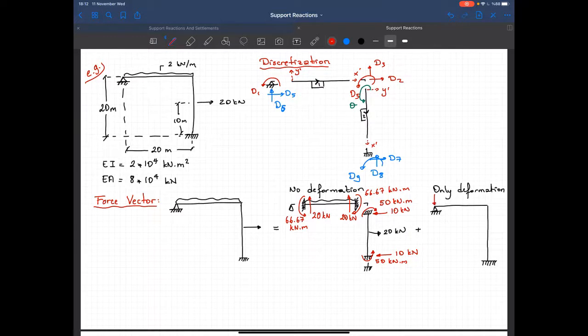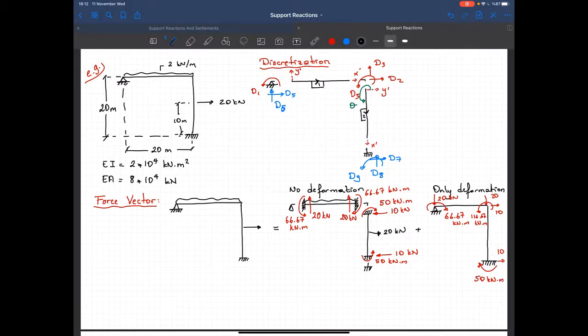Now transfer it to the node. I got 20 kilonewtons and 66.67 kilonewton meters. Here I got 10, downward direction 20, and this moment is 116.67, and I got 10 here and 50 kilonewton meters. So by looking at this, I will determine the force vector.